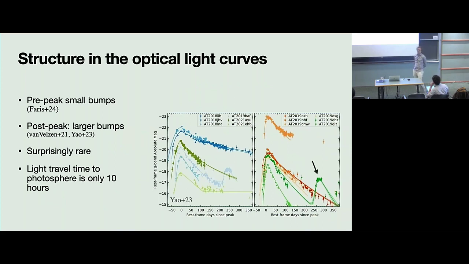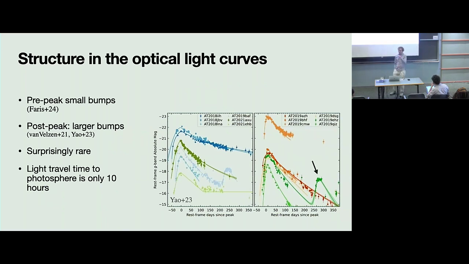So if we see some variability, perhaps we can know what's going on. But I also wanted to point out, and I think this is not as well known maybe to all the theorists in the room, but we also see quite large bumps in the optical at late time. And in particular, this source is AT2019ehz, and it has a pretty large late time bump.